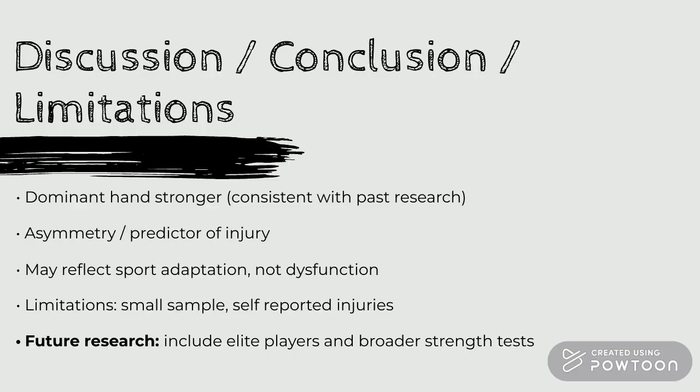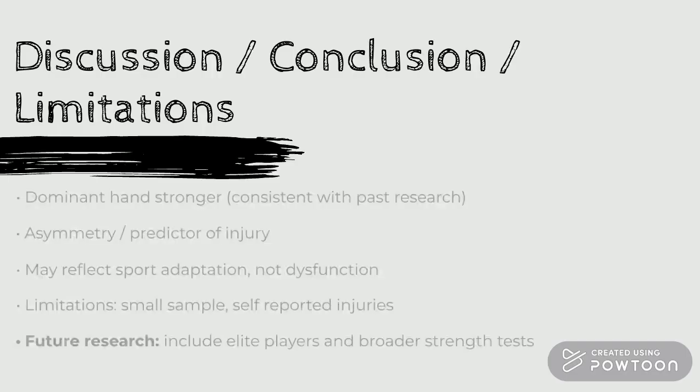Our sample size was relatively small and injury data was self-reported, which limits generalization. Future research should include elite or sub-elite players, direct measures of shoulder strength and mobility, and assess how off-court strength training may influence injury risk. Thank you for listening to our presentation.